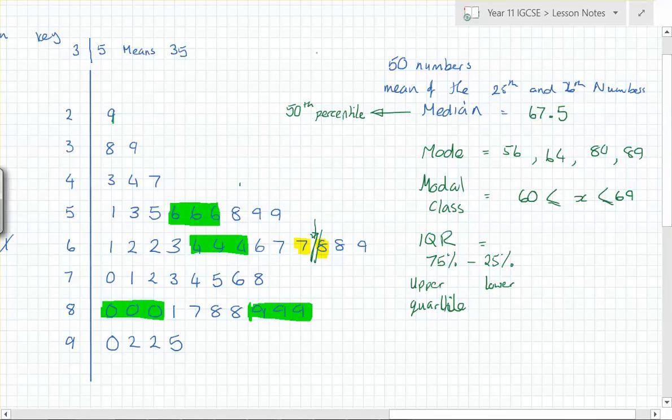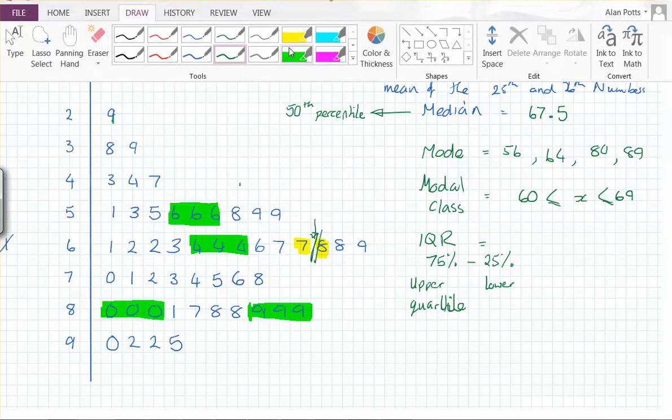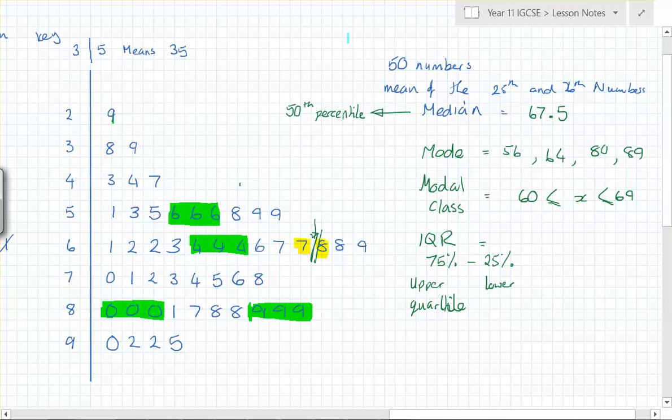No, actually, it wouldn't be. Because the 50 can be divided by 2 and make 25 and 25. 25, on the other hand, can't be. So it would be the 13th number. Because if you take the 13th number, how many are on either side of it? 12 and 12. Okay? So we need the 13th number from top and from bottom.